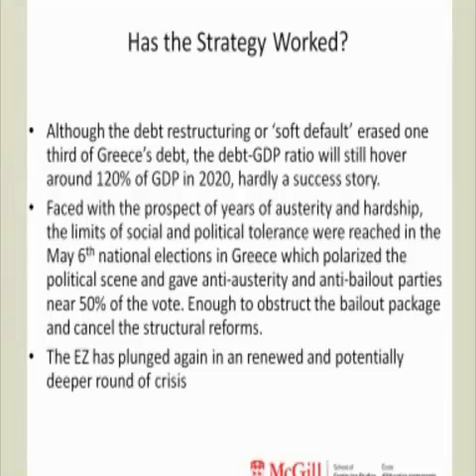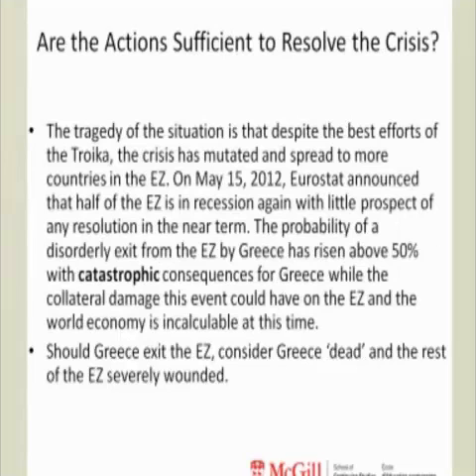Faced with the prospect of years of austerity and hardship, the limits of social and political tolerance were reached in Greece during the May 6th national election, which polarized the Greek political scene and gave anti-austerity and anti-bailout parties near 50% of the vote, enough to obstruct the bailout package and cancel the structural reforms. So the Eurozone is now plunged again in a renewed and potentially deeper crisis. Now, have these actions proved sufficient to resolve the crisis?